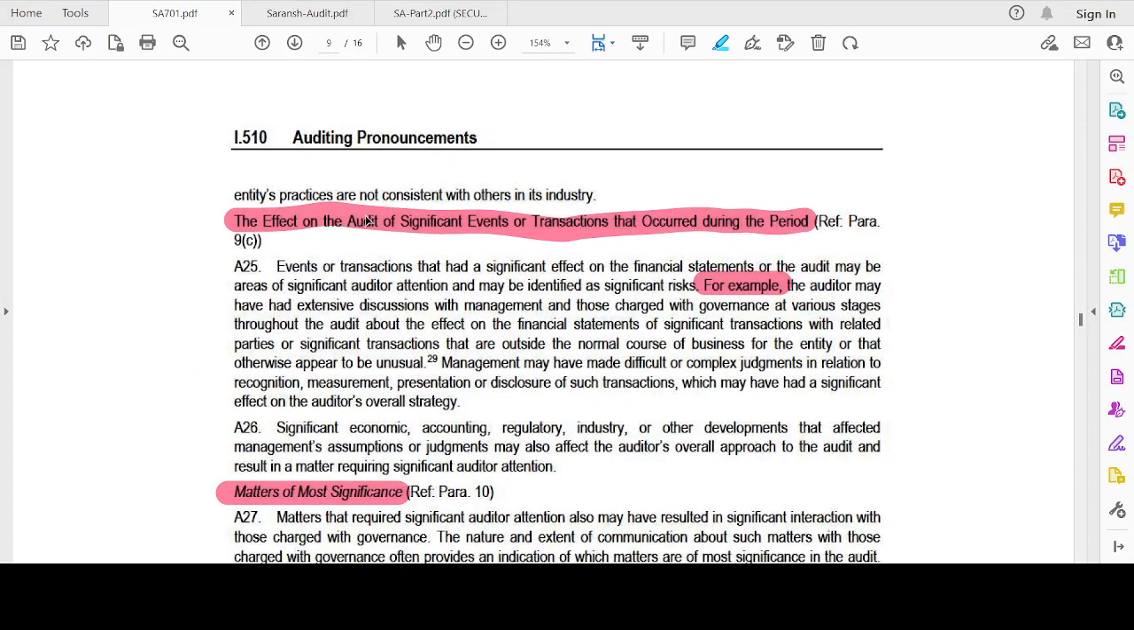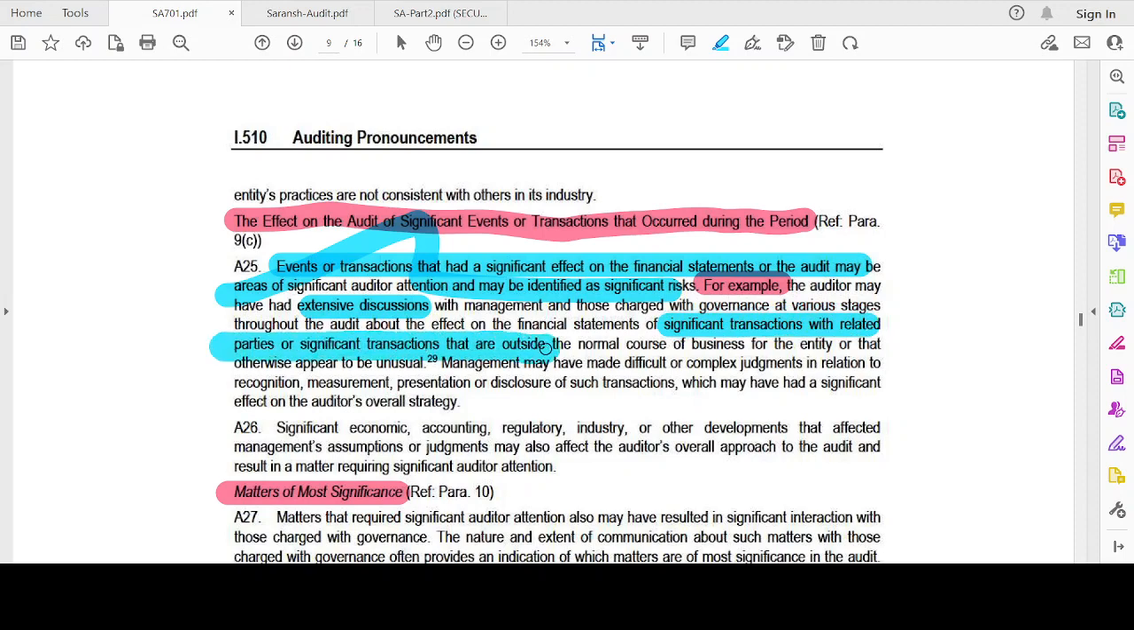The effect on the audit of significant events or transactions that occur during the period. Events or transactions that have a significant effect on the financial statements or the audit may be areas of significant auditor attention, could be a significant risk. For example, the auditor may have an extensive discussion with management and those charged with governance at various stages throughout the audit about the effect on the financial statements of significant transactions with related parties.